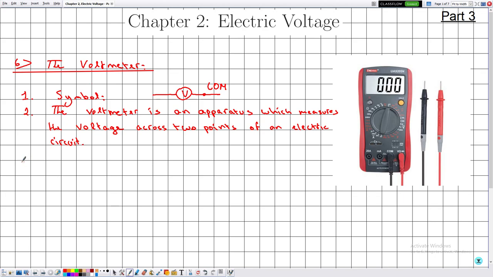Okay, now idea number 3. Because here we are using the voltmeter to measure the voltage, we must connect the voltmeter in parallel, because according to the law of uniqueness of voltages, whenever two components are connected in parallel, they have the same voltage. Then the voltmeter has two terminals, and it must be connected in parallel.